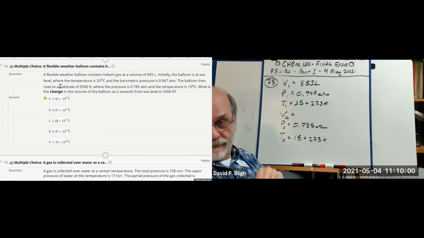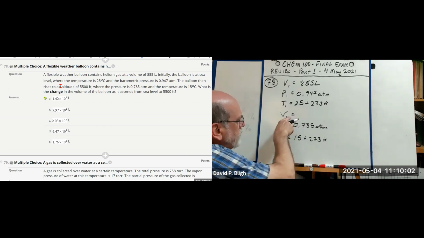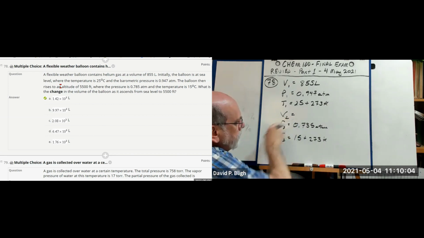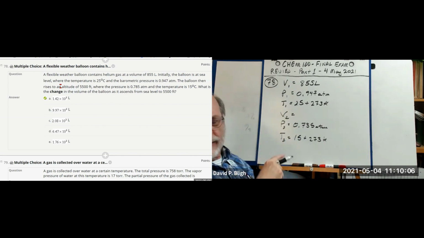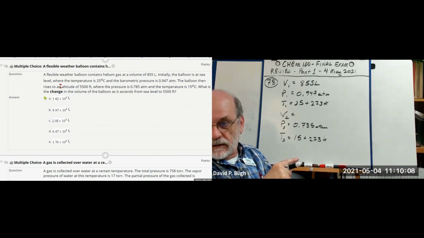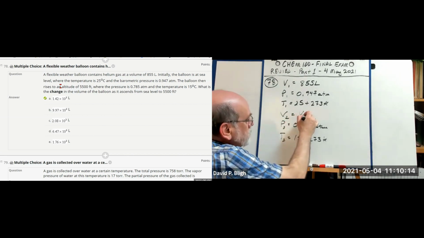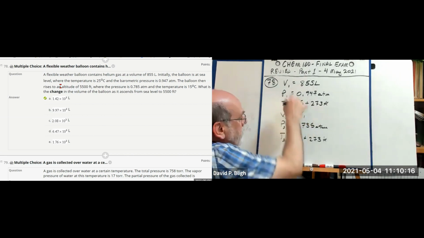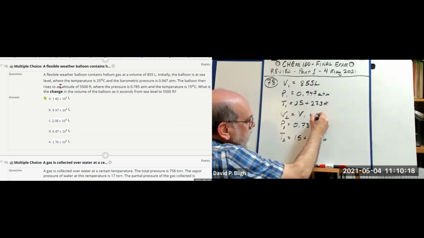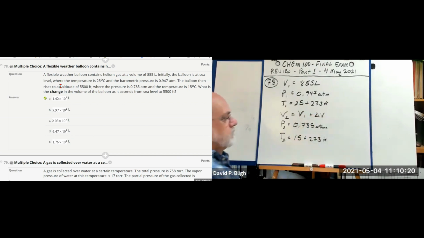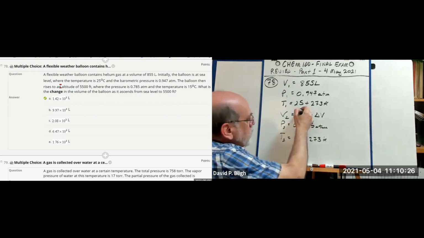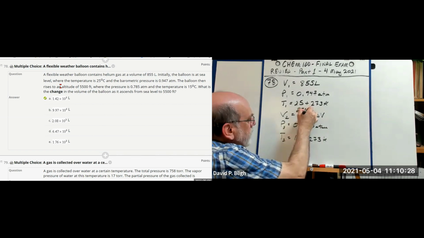I'll tell you what, let's use some algebra. This one is going to be, what's going to happen to the volume as we go up? It's going to increase, correct? So this new volume is equal to that volume plus a change in volume, isn't it? This way we can solve directly for that one because we know this one is 855.